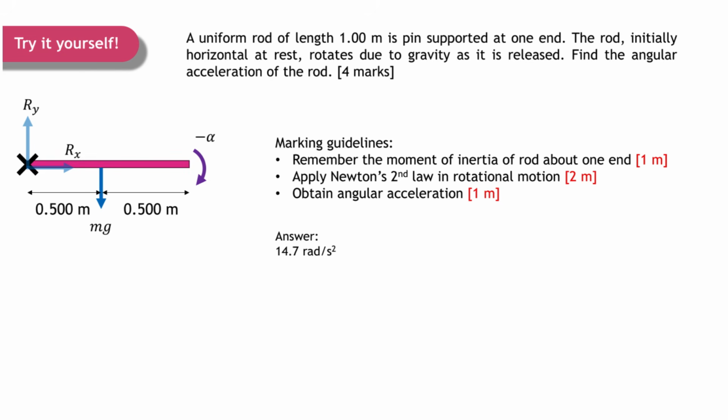Now, try this question on rotational dynamics. Draw the free body diagram of the rod and identify the pin support as the rotational axis. The weight of the rod acts at its center of mass, producing the only torque about the pivot. Then, apply Newton's second law for rotational motion, together with the moment of inertia of a rod about one end, to determine the angular acceleration.